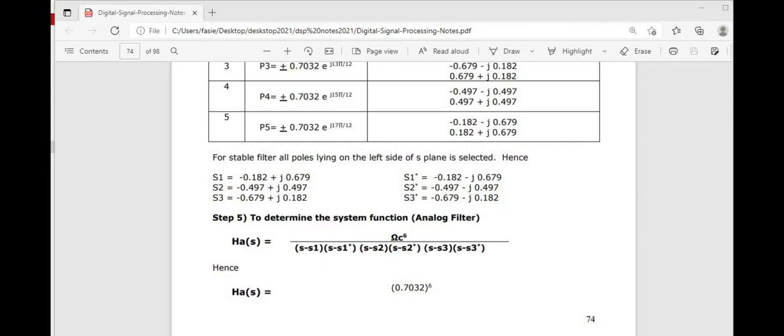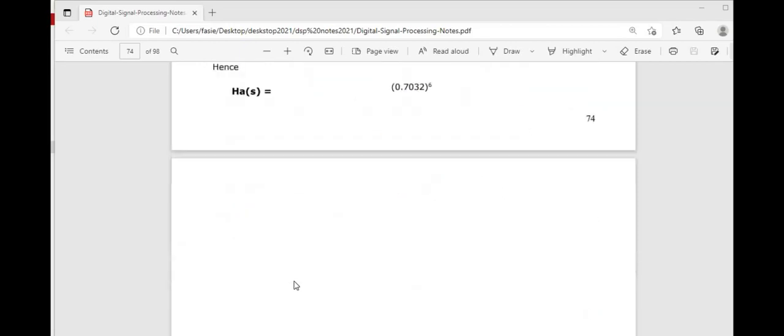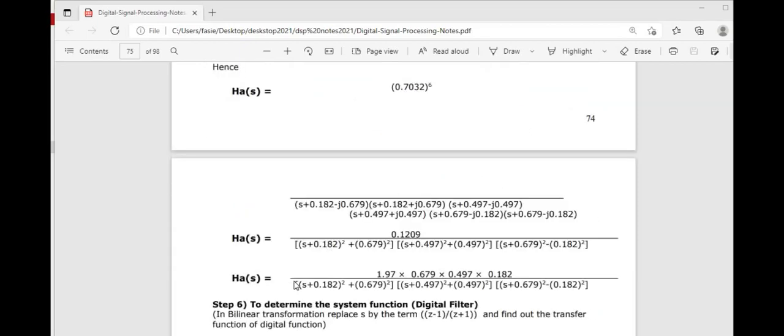Then later on, what do we need to find? We need to find the system function. So we substitute and find the system function using omega c power 6 by s minus s1, so on till s minus s3 conjugate. Likewise, if I substitute in the formula, I can find the relation. Clear? We will see the details of it.